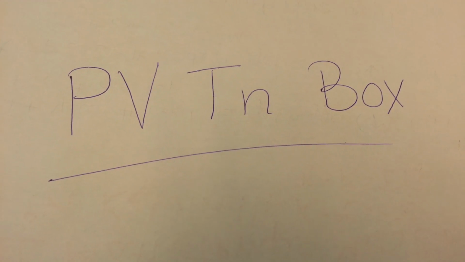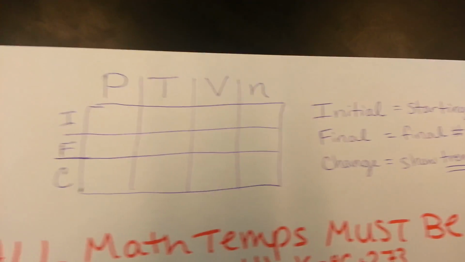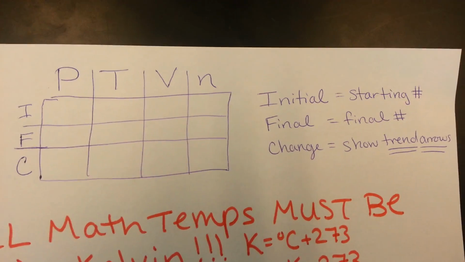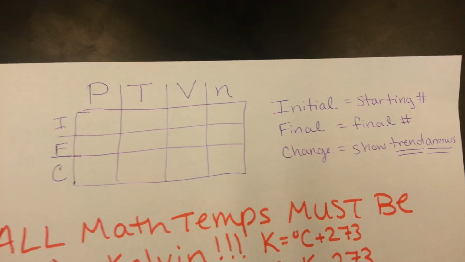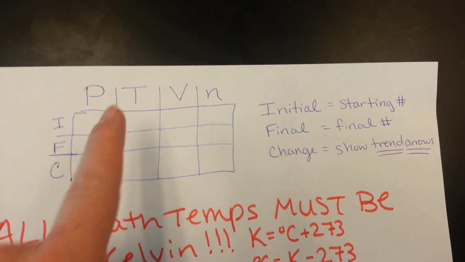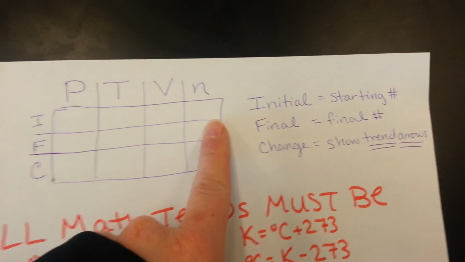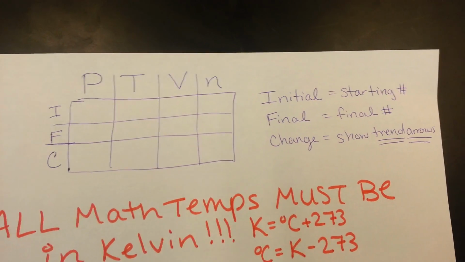The PVTn box will be used for our combined gas law math, or really any of the gas laws, as long as it's not the ideal gas law. Now, when we set up the box, your worksheets in class will set it up this way, PTVN. The order doesn't matter as long as you actually put the numbers in the correct column.